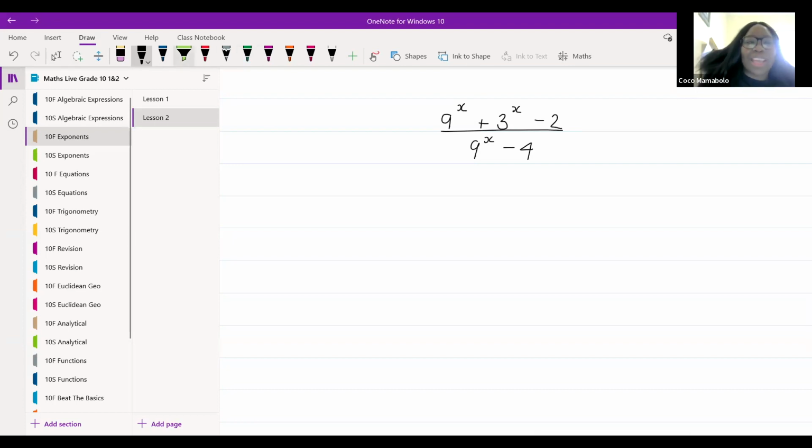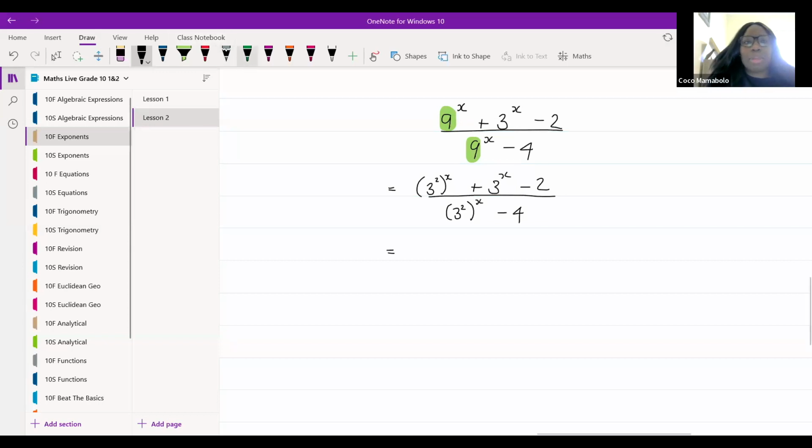Okay. I know that I don't have like bases, so we're going to change both the nines. What are we going to change them to? Brackets 3 squared to the x. Excellent, beautiful. I love how you said bracket 3 squared to the x. So that one is going to become 3 squared to the x plus 3 to the power of x minus 2 over, at the bottom again, bracket 3 squared to the power of x minus 4.